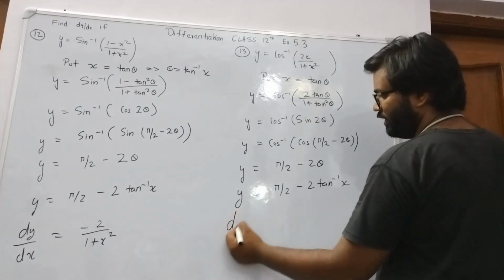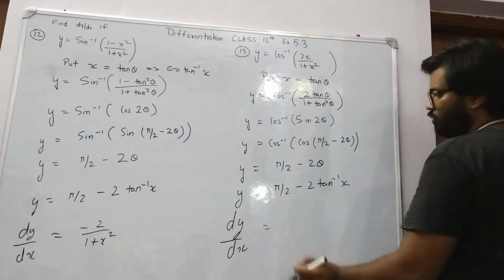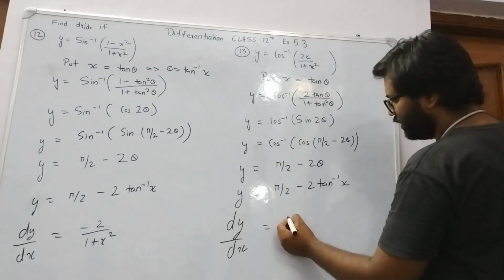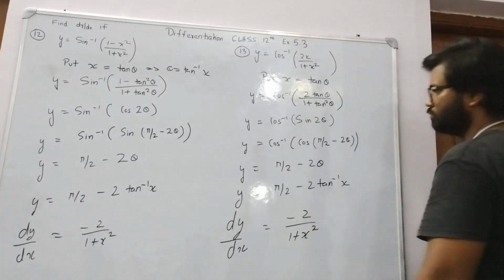So on differentiating, dy by dx, we will get, again pi by 2 is constant, so differentiation is 0. We will get minus 2 upon 1 plus x square.